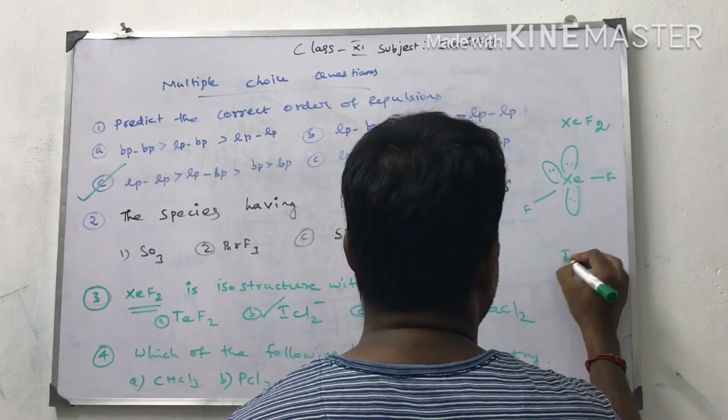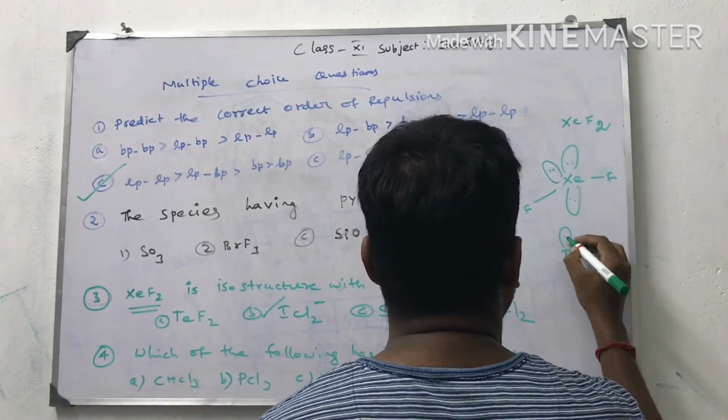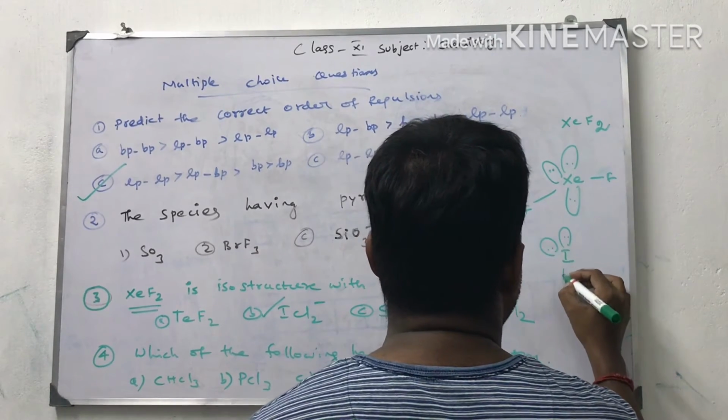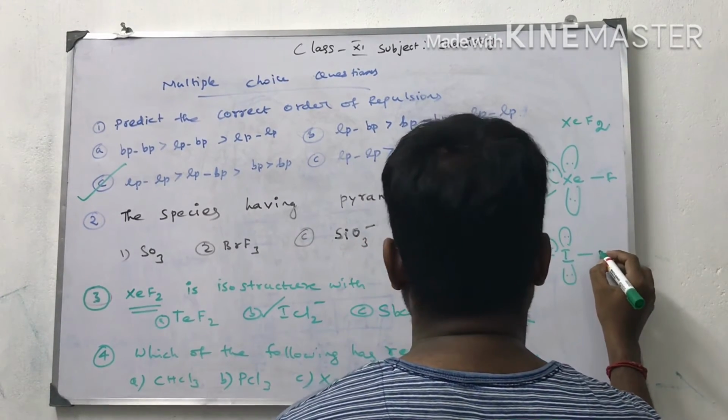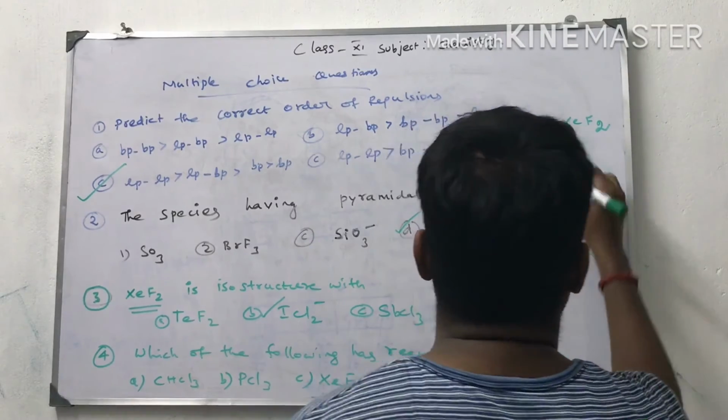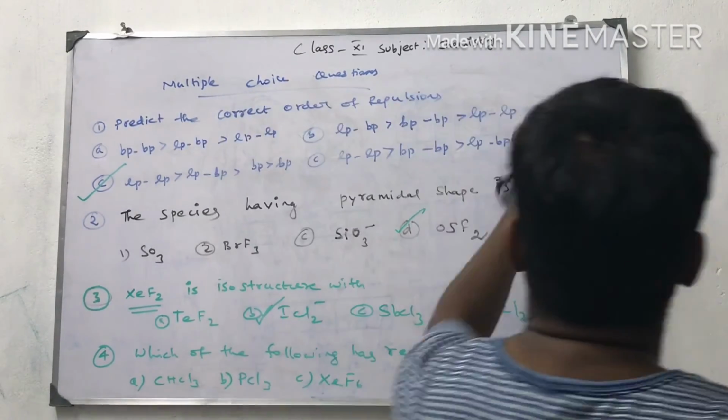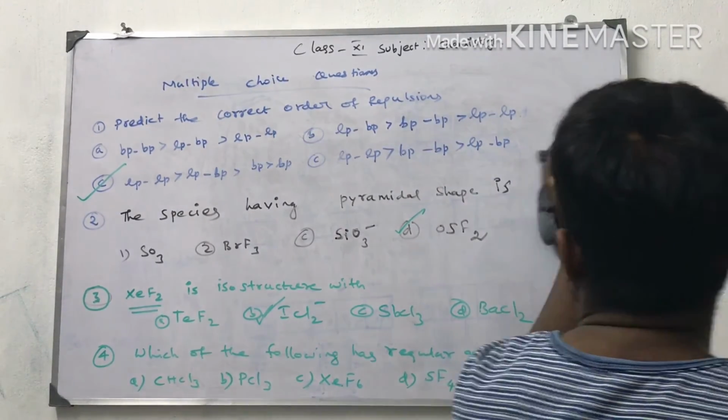The ICl also similar to I because I have 7 electrons are there. 2, 3, 4, 5, 6 and 7 will be 7 here like this. So this is the structure similar to xenon fluoride.